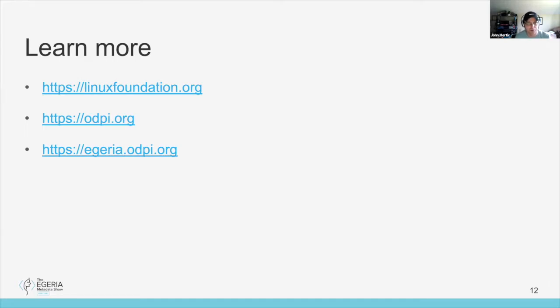egeria.odpi.org for Egeria specifically, and odpi.org for some of the ODPI resources. And if you're looking at the larger landscape of standards and open source together, to find comparable things from different industries, we have a lot of projects and efforts at the Linux Foundation that you can go check out. So with that, I will pause quickly for any questions.